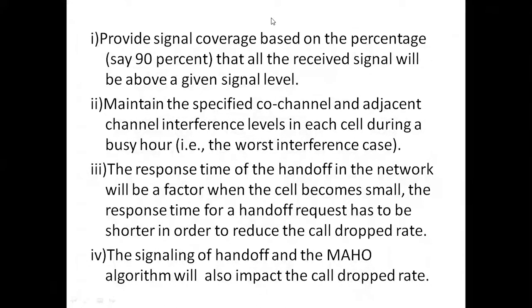That means for voice quality we are maintaining some level, and for the C by I value also we are maintaining some particular level. If that level is decreased, the voice quality is very low. If the C by I value decreases, there is more interference, so we have to maintain that level. Here we are maintaining co-channel and adjacent channel interference levels during the busy hour.